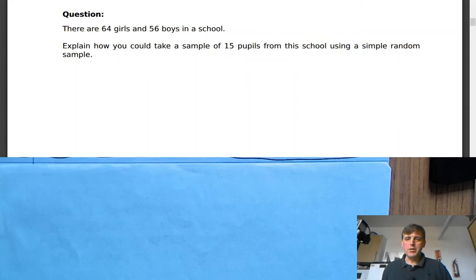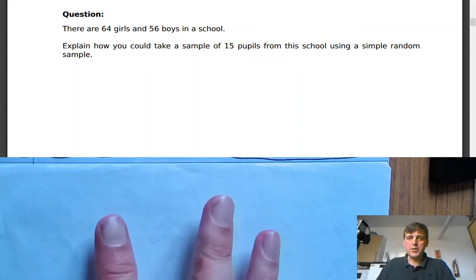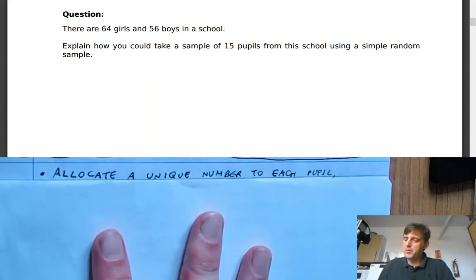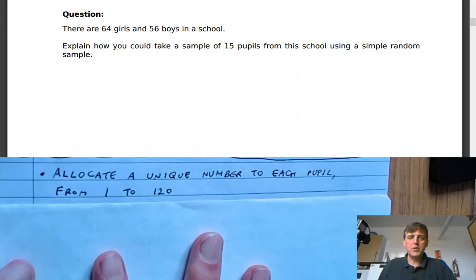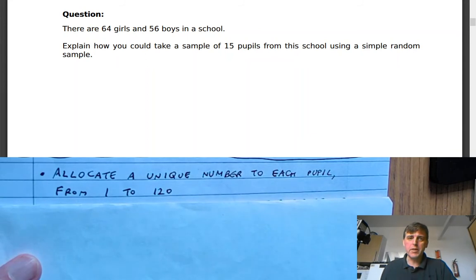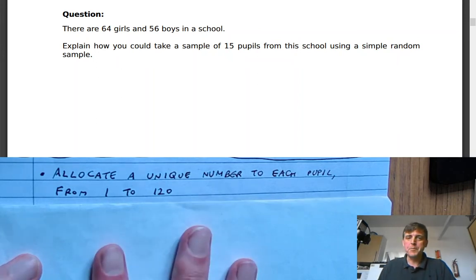Right, let's see what we should have written down here then. So I've got my answer here, I'll reveal it. The first step of the process would be to allocate a unique number to each pupil. Now there are 120 pupils. It doesn't matter that some are girls and some are boys. We're not that interested for this question in whether they're girls or boys. So we just allocate them all a number from 1 to 120.